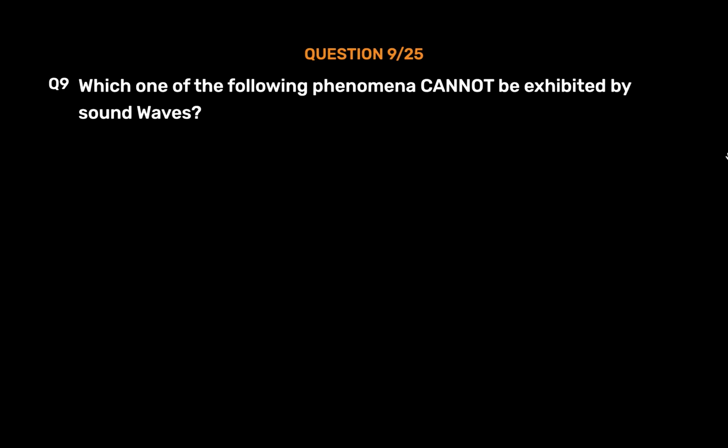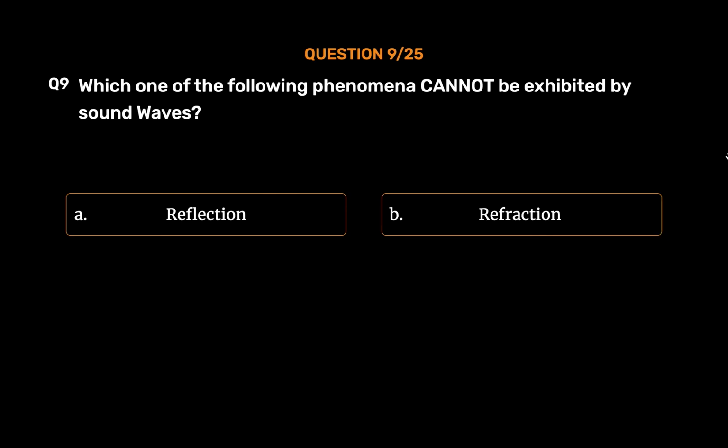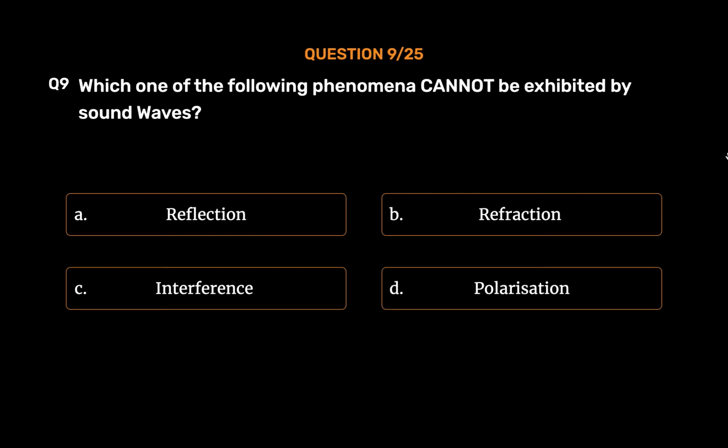Question number 9. Which one of the following phenomena cannot be exhibited by sound waves? Option A. Reflection. Option B. Refraction. Option C. Interference. Option D. Polarization. The correct answer is option D.